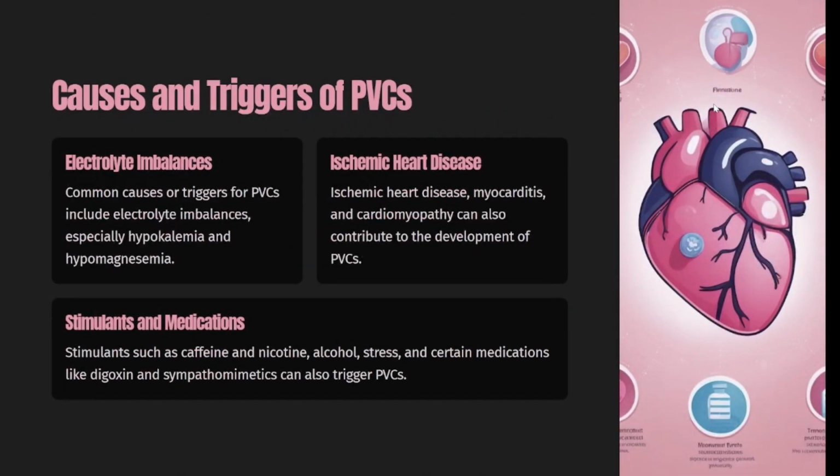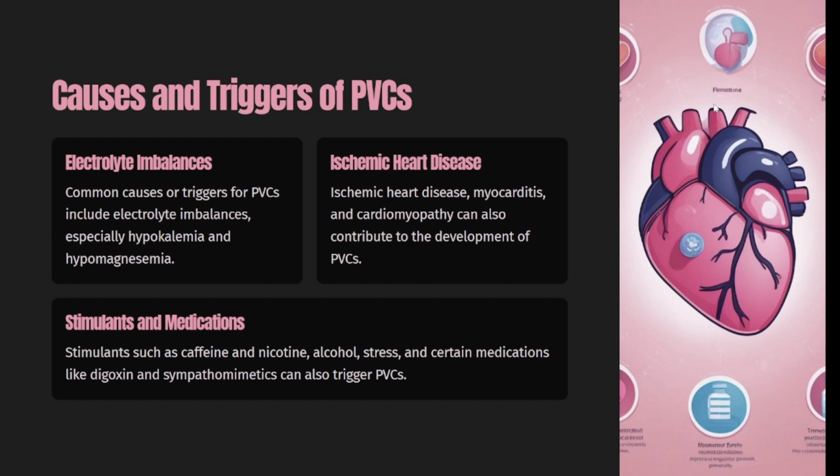Question 3: What are the common causes or triggers for PVCs? Answer: Common causes or triggers for PVCs include electrolyte imbalances, especially hypokalemia and hypomagnesemia, ischemic heart disease, myocarditis, cardiomyopathy, stimulants such as caffeine and nicotine, alcohol, stress, and certain medications like digoxin and sympathomimetics.